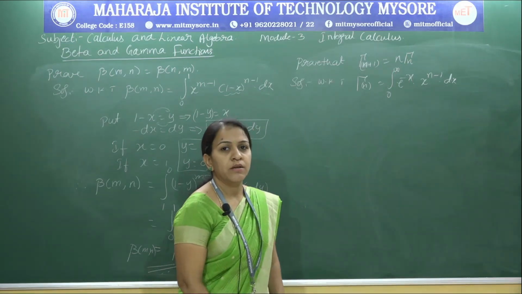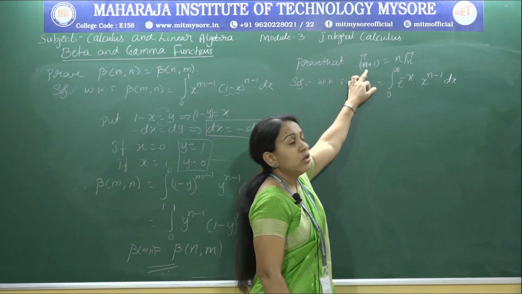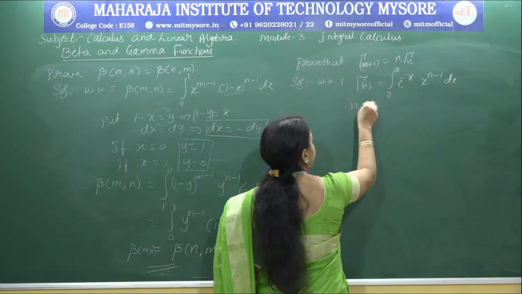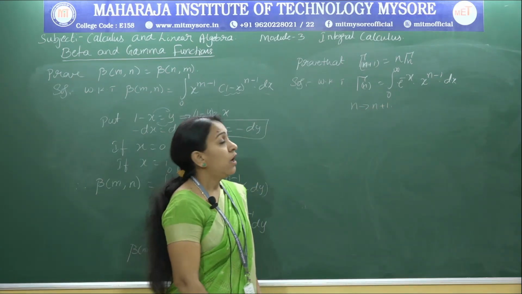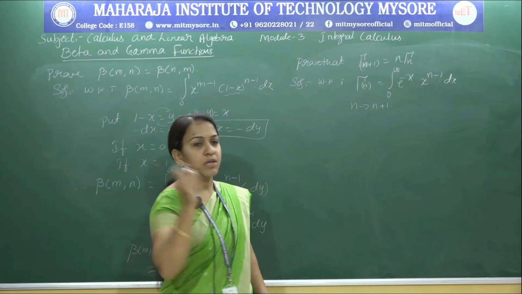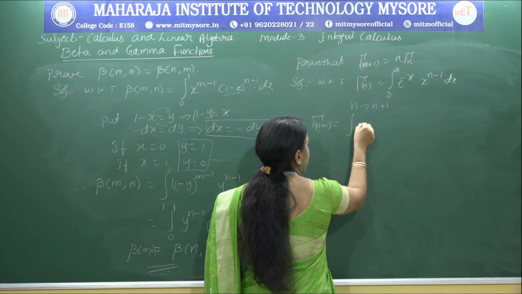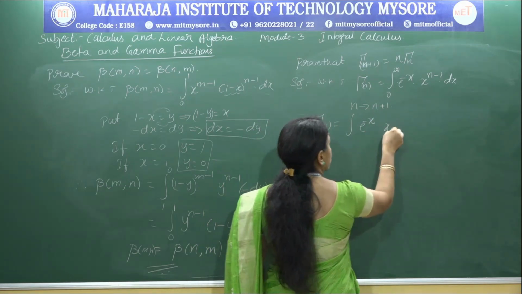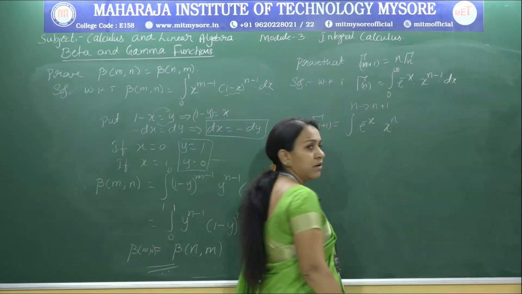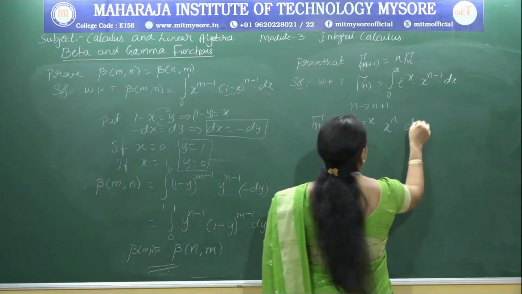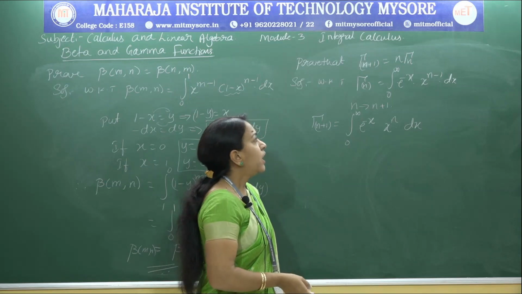So what we need? In place of n we have n plus 1 here. So replace n by n plus 1 in the standard definition of the gamma function. Then gamma n plus 1 is equal to the integral of e power minus x into x to the power of n plus 1 minus 1, which remains n, into dx between the limits 0 to infinity. Now integrate by parts.